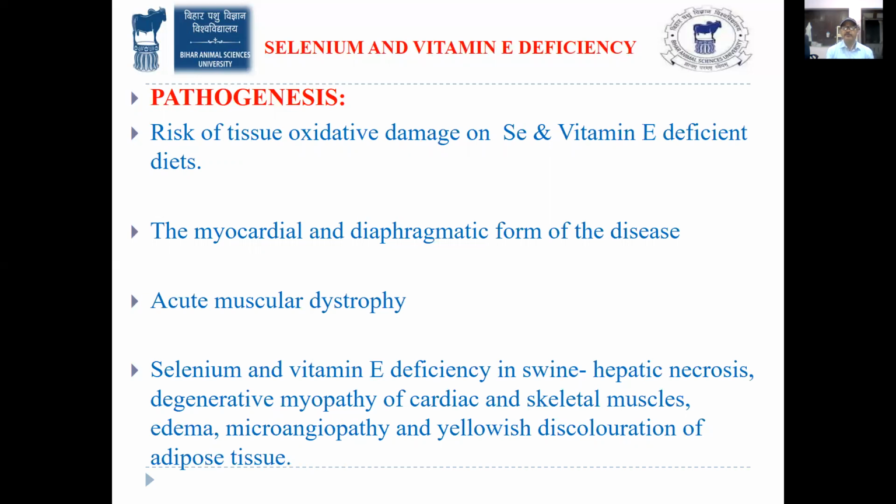Animals may be at greatly increased risk of tissue oxidative damage when exposed to vitamin E or selenium deficient diets. The myocardial and diaphragmatic form of the disease results in acute heart failure, respiratory distress, and rapid death in spite of treatment. Acute muscular dystrophy results in liberation of myoglobin into the blood, resulting in myoglobinuria.